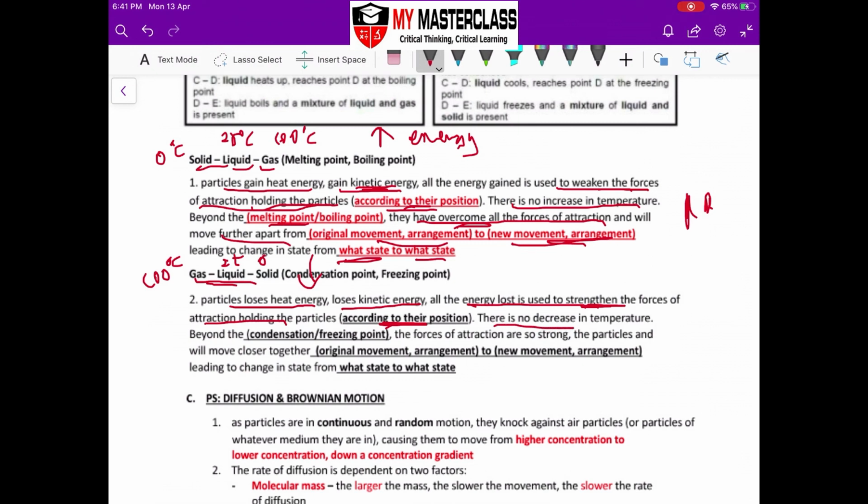There is no decrease in temperature during freezing. When I'm freezing it, they are sliding in layers and there is no decrease in temperature. But beyond the freezing point, the forces of attraction are so strong that the particles move closer together from sliding in layers to vibrating about fixed positions. They change from liquid to solid. Important idea over here: when you lose kinetic energy, you strengthen the attractive force.